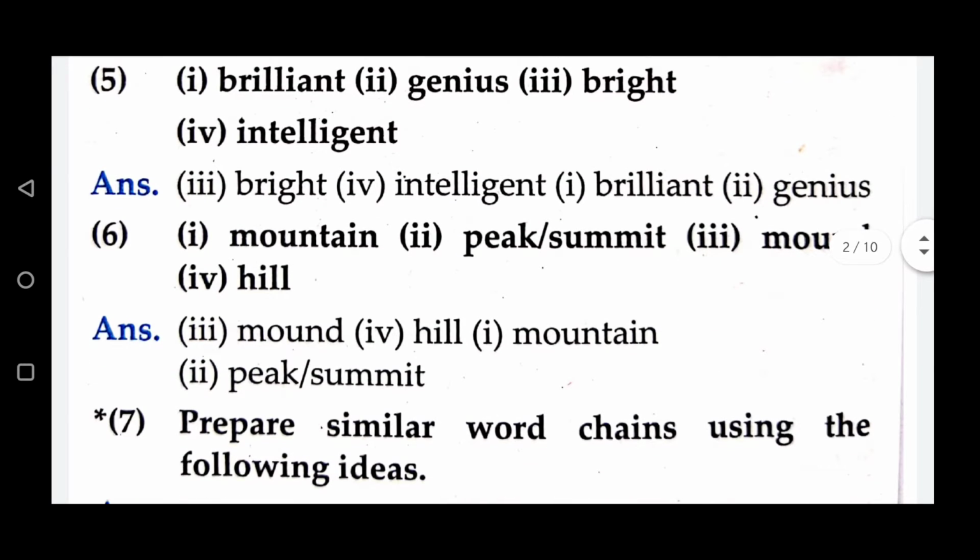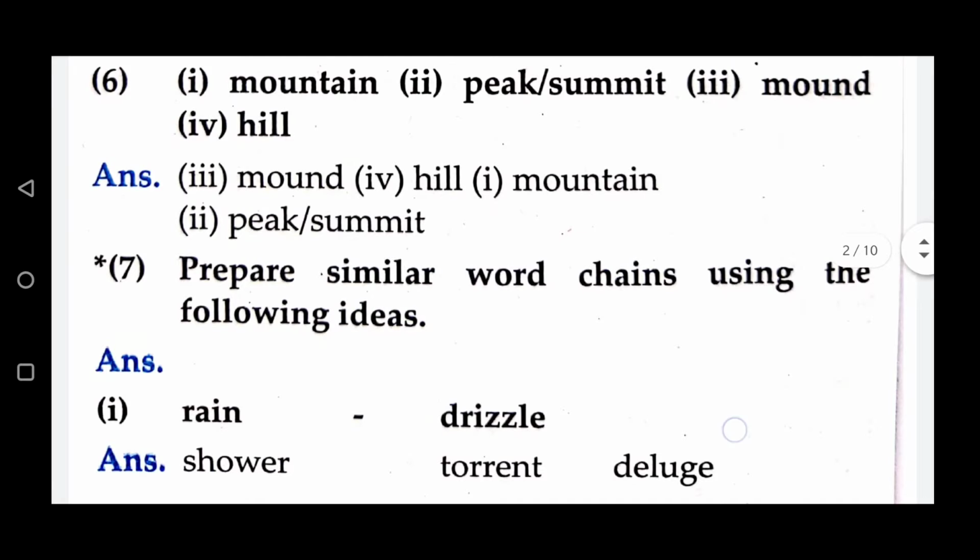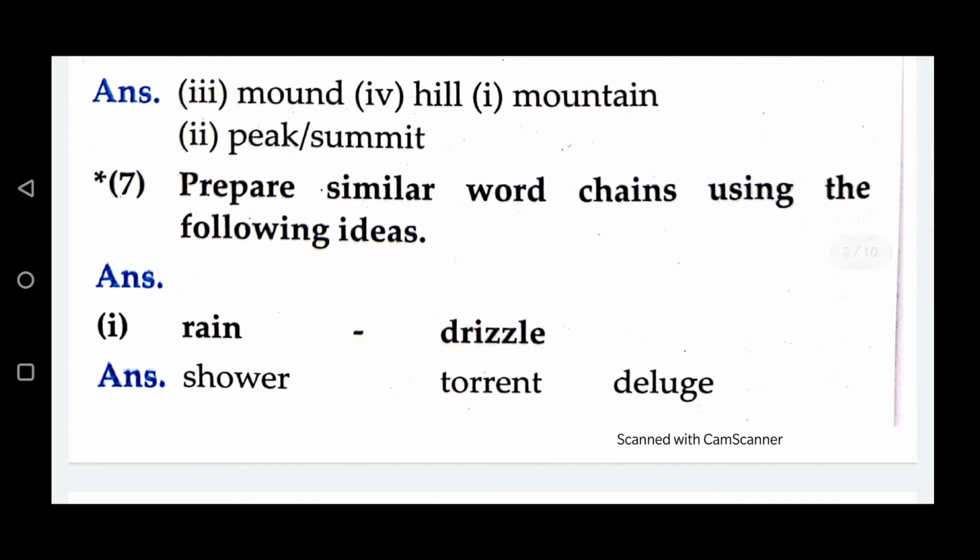The next, mountain, peak or summit, mound, hill. So the very smallest land form is mound, then is hill, then mountain, and then you can say peak or summit. Now prepare similar word chains using the following ideas. Now one word is given, rain, and a synonym is given, drizzle. What are the different forms? Drizzle is one form of rain. The other forms of rain are shower, torrent, deluge.